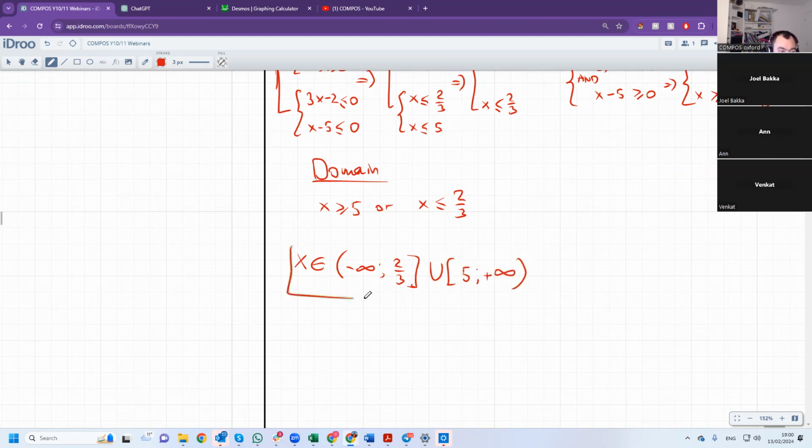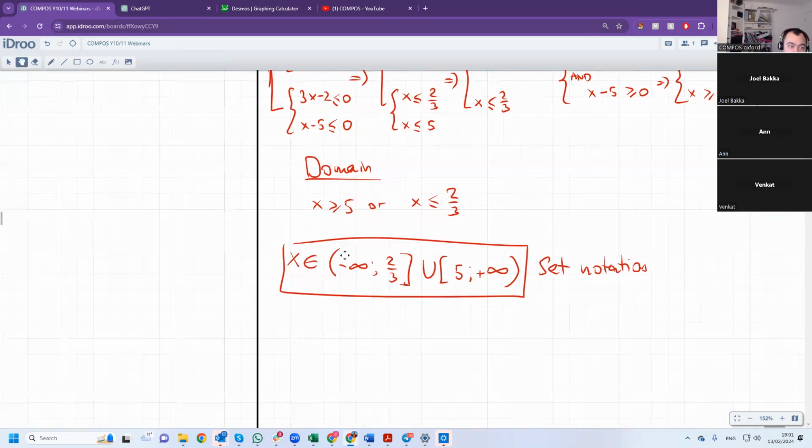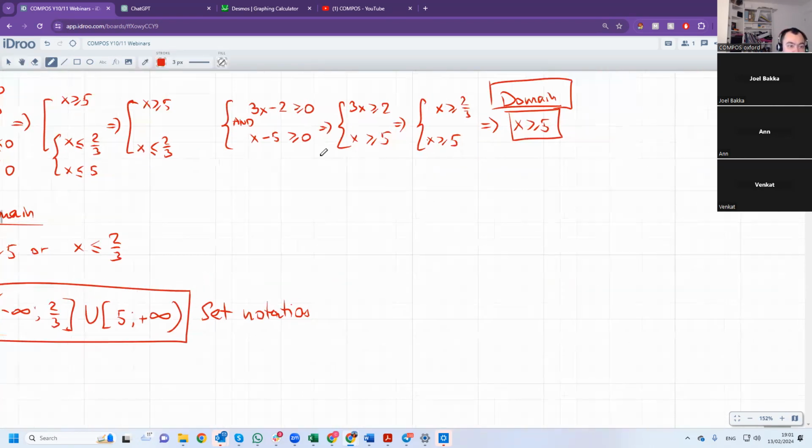So this is set notation. X belongs to the set of numbers from minus infinity to 2/3, union with 5 to plus infinity. You don't have to use set notation, but it helps if you're familiar with it.